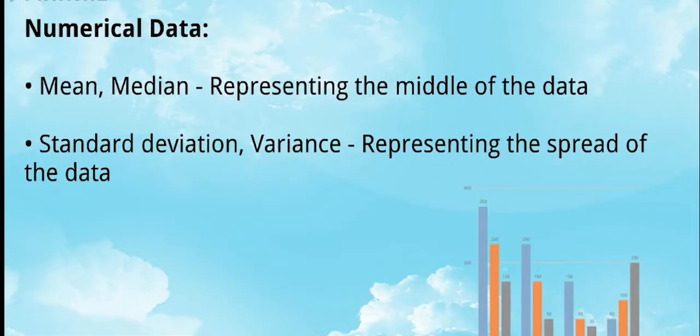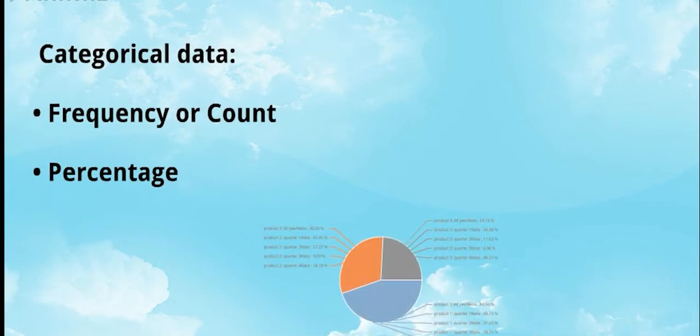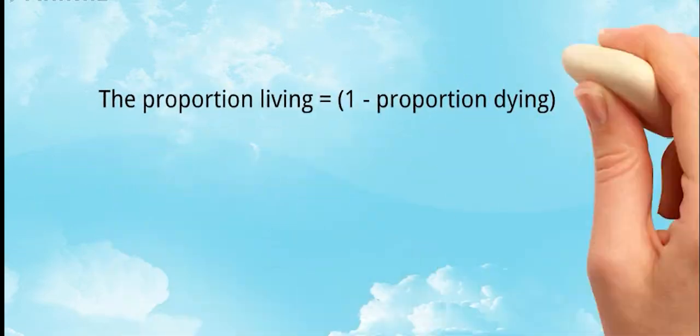Descriptive statistics. There are two most important measures for numerical data. Mean or median represents the middle of the data. Standard deviation or variance represents the spread of the data. The two most important measures of categorical data are frequency or count, which represents the number in a certain category, and percentage, which represents the proportion of a certain category. Here, we're not going to show you any formula.